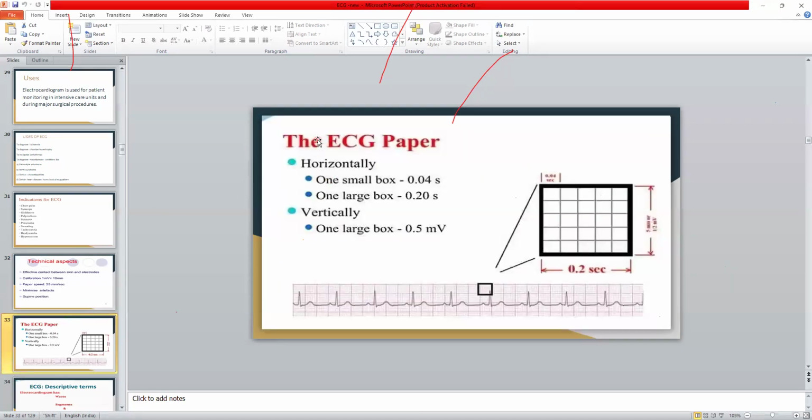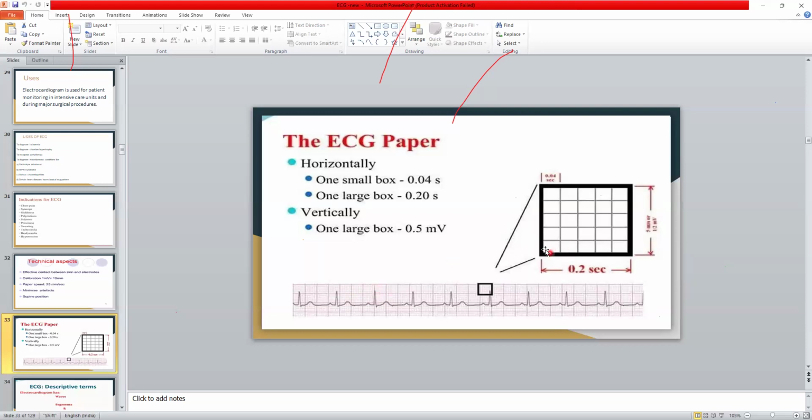Now let us see how the ECG paper looks and what it contains. In the ECG paper, the horizontal axis represents the time, whereas the vertical axis represents the amplitude. In this ECG paper, you can see the large box and small box. Each large box has around 5 horizontal and 5 vertical small boxes.